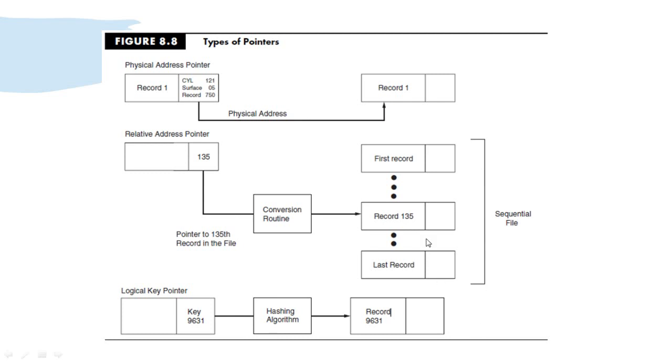So this is the types of pointers figure we can see here. The first is the physical address pointer. For example, we find record 1 at a different record place. It is in a different disk, and then the relative address here, and then the logical key pointer.